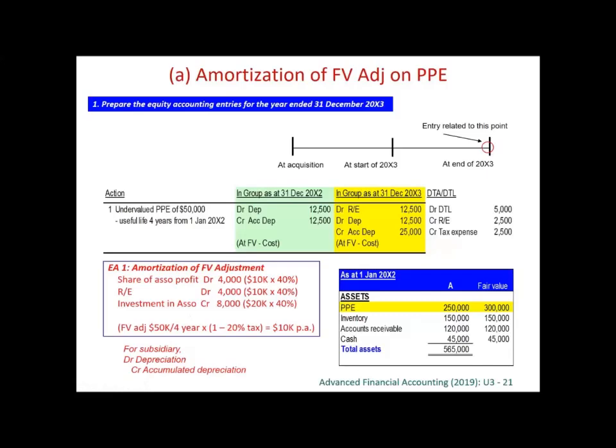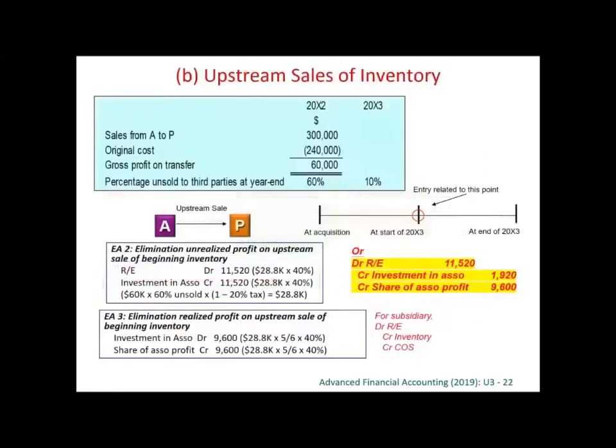This is for the additional depreciation. Thereafter, we adjust for those intercompany transactions. So we have last year's intercompany transfer.